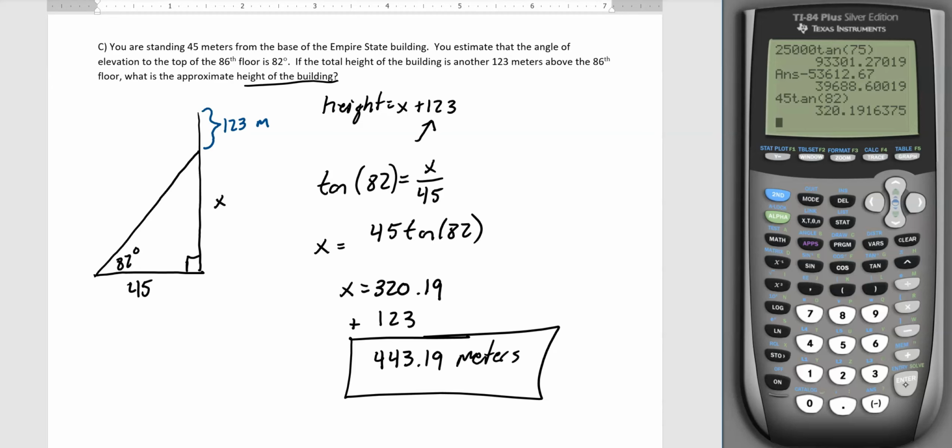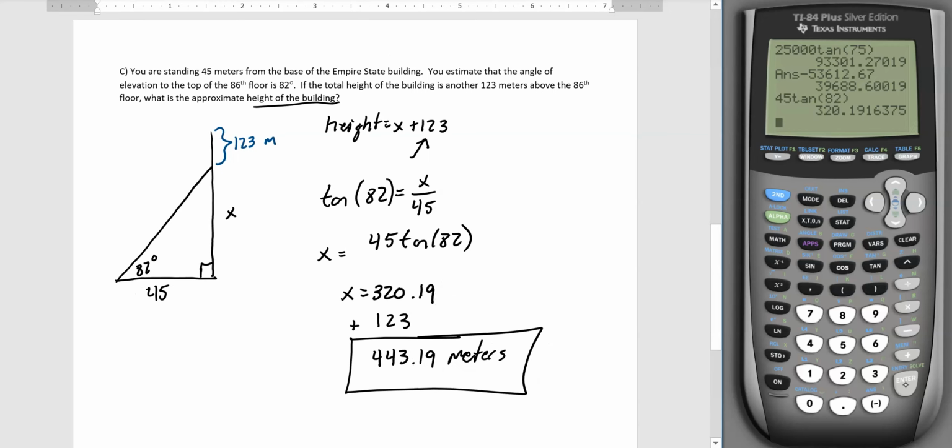Fantastic. All right, hopefully we're feeling confident with this trig, using trig to solve some right triangles in the real world.